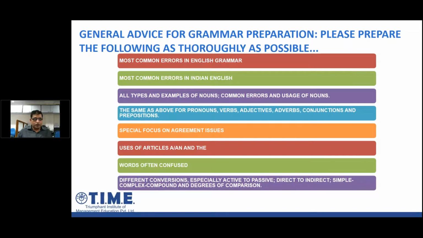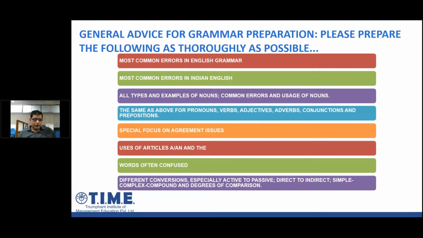And then you start focusing on special areas like special focus on agreement issues. Okay, agreement is like subject verb agreement issue. Okay, whether I should say Ram is or Ram are, for instance. And then go to special uses of articles a, an, and the, and then go to words often confused. Now what do we mean by words often confused? Words like stationary with ARY and stationery with ERY, we often get confused. Words like effect, EFFECT, and affect, AFFECT. You see, that's highly confusing. Okay, so some questions you may get on confusables, so take care.